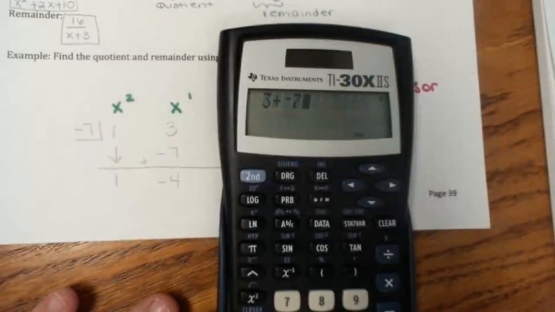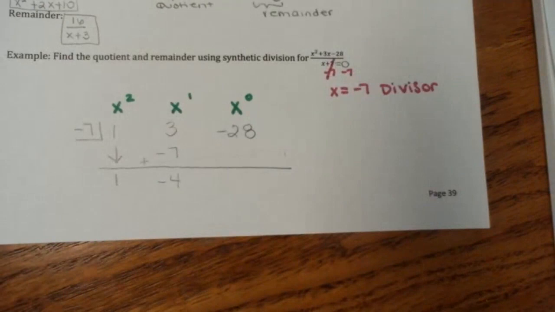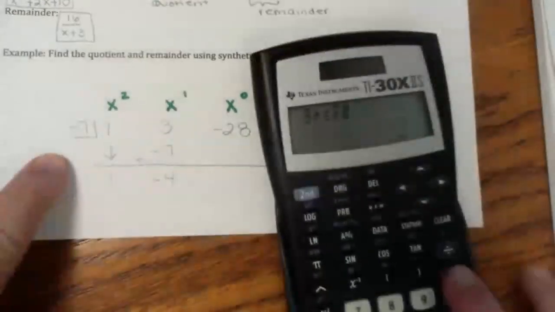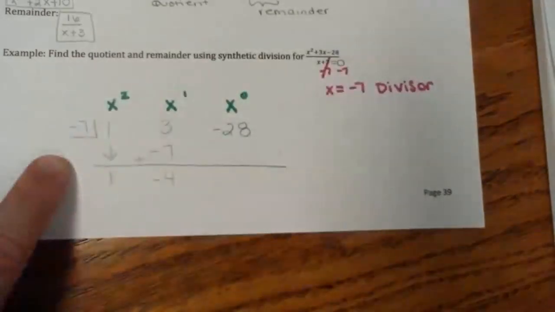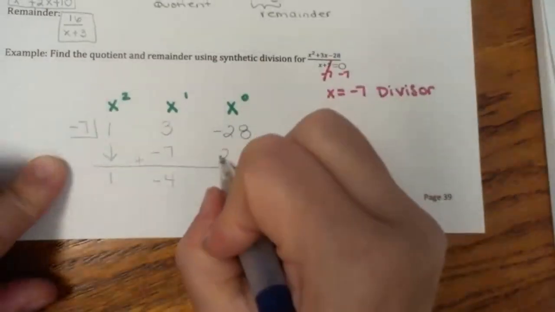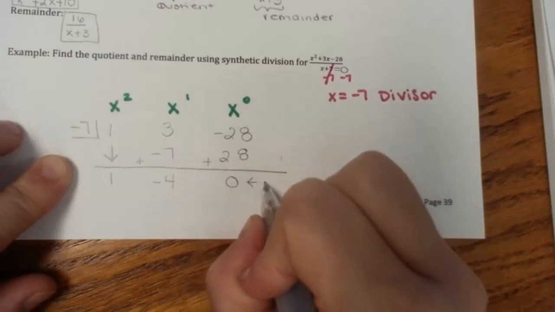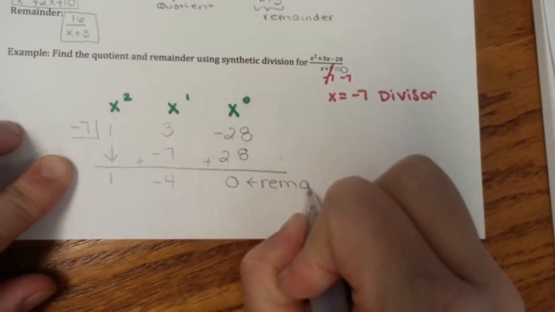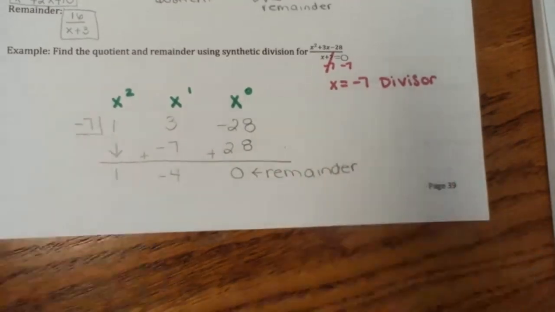And if you need to do that in your calculator, go for it. 3 plus negative 7 will give us negative 4. And then negative 4 times negative 7 should give us positive 28. Negative 28 plus 28 will give us 0. So that means our remainder is 0. It goes in evenly. We'll use this a lot in college algebra.